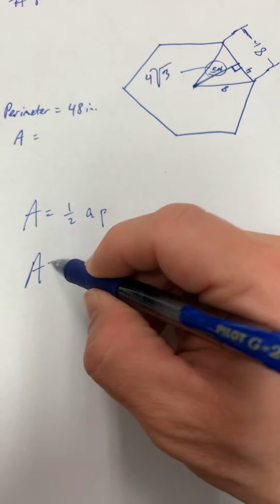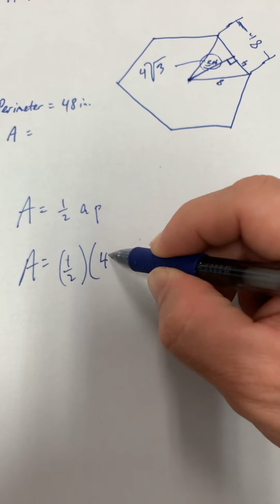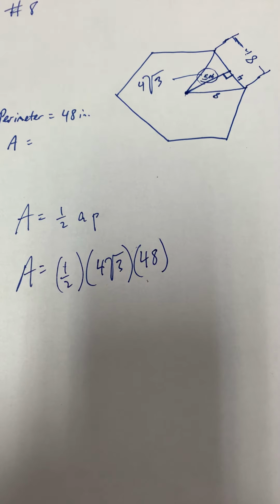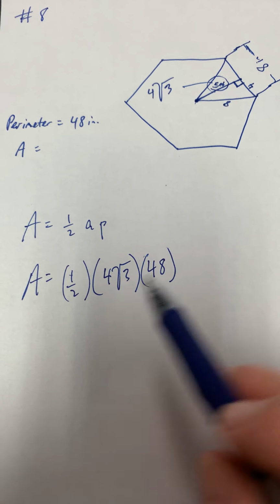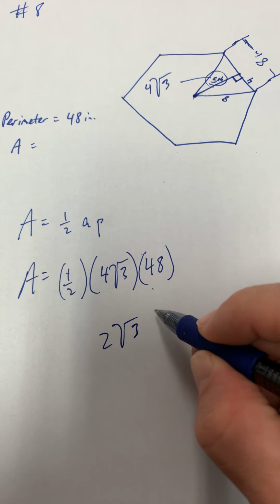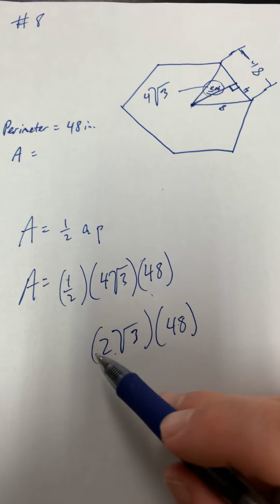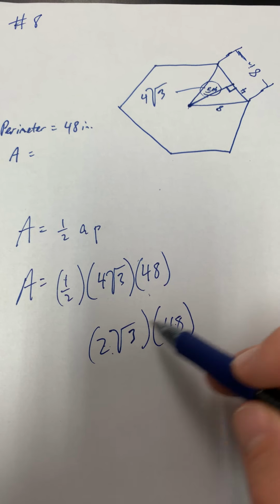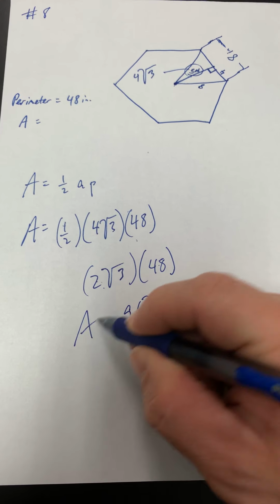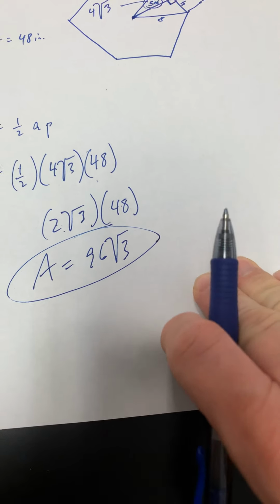So it's going to be area equals 1/2 times 4 times the square root of 3, which is the apothem, times 48. Just go from left to right. So 1/2 times 4 gives you 2 times the square root of 3 times 48. Just multiply your coefficients, 2 times 48, and you're going to get 96 times the square root of 3. So the area equals 96 times the square root of 3. Okay, so that's number 8.